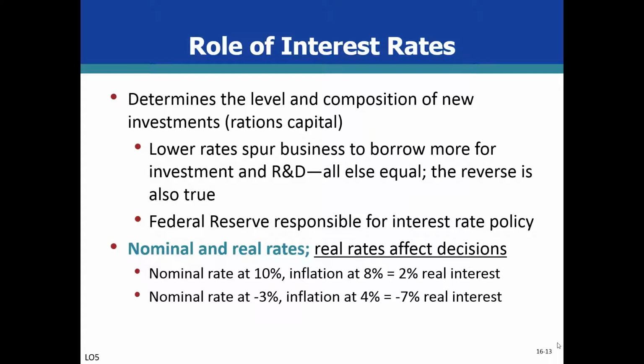Here's a few examples. If the nominal rate of interest is 10% and inflation is 8%, then the real rate of interest is just 2%. That is, the nominal rate minus the inflation rate gives you the real interest rate. If the nominal rate is minus 3% and inflation is 4%, then the real rate of interest is negative 7%.